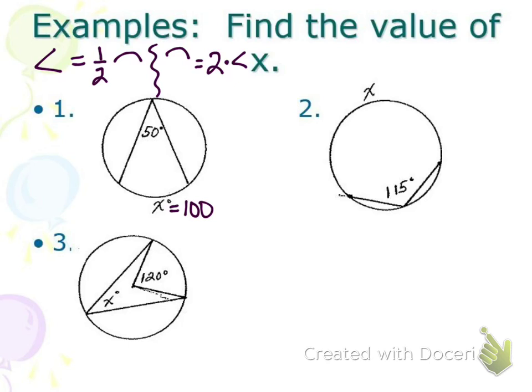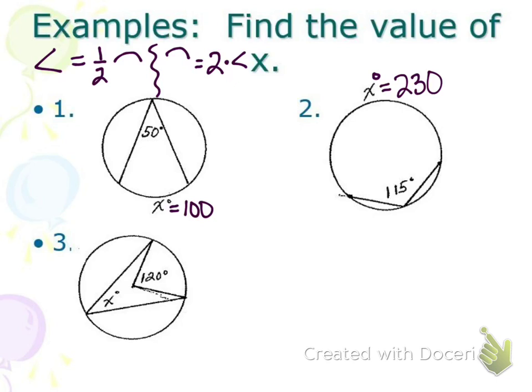On number 2, are we looking for an angle or an arc? We're looking for an arc, a very large arc. So the arc is equal to 2 times the inscribed angle. So 2 times 115 is 230. Sure, they should have put the degree symbol on the x initially, but yes, these are measured in degrees.